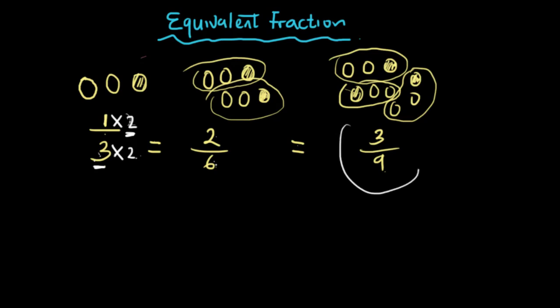Now, how did I get 3 over 9? Now watch. Remember, we started with 1 over 3. If I multiply the total eggs by 3 to get 9, I have to multiply my own share by 3 to get 3. Does this make sense? So this is how equivalent fractions work. Can we take some examples?